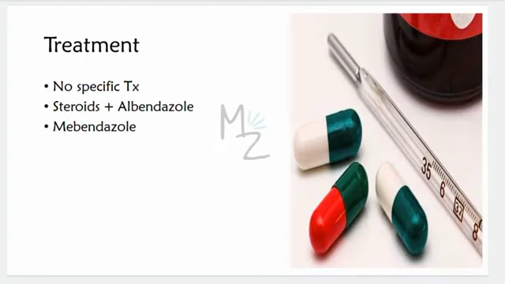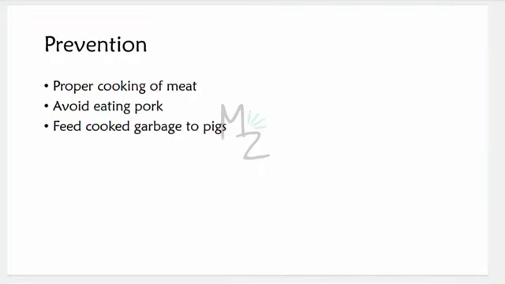Treatment. There is no effective treatment for trichinosis when the larvae have infected the muscle, but for patients with severe symptoms, steroids plus albendazole can be useful. Mebendazole is effective against the adult intestinal worms early in infection. Prevention. The disease can be prevented by properly cooking pork and by feeding pigs only cooked garbage. But there should be advice that pork should be avoided.